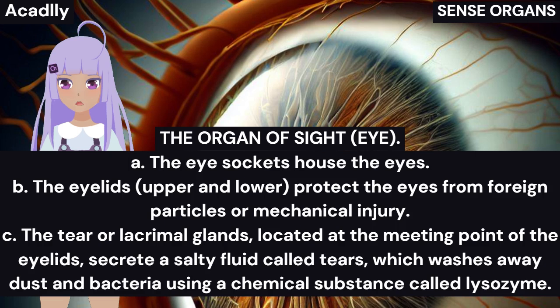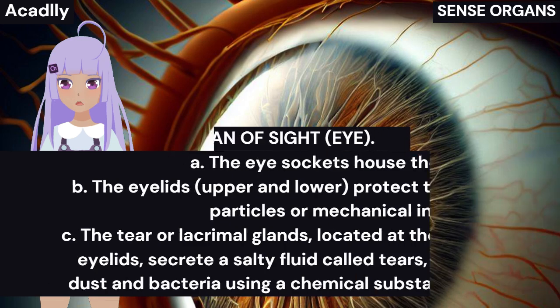A. The eye sockets house the eyes. B. The eyelids, upper and lower, protect the eyes from foreign particles or mechanical injury. C. The tear or lacrimal glands, located at the meeting point of the eyelids, secrete a salty fluid called tears, which washes away dust and bacteria using a chemical substance called lysozyme.